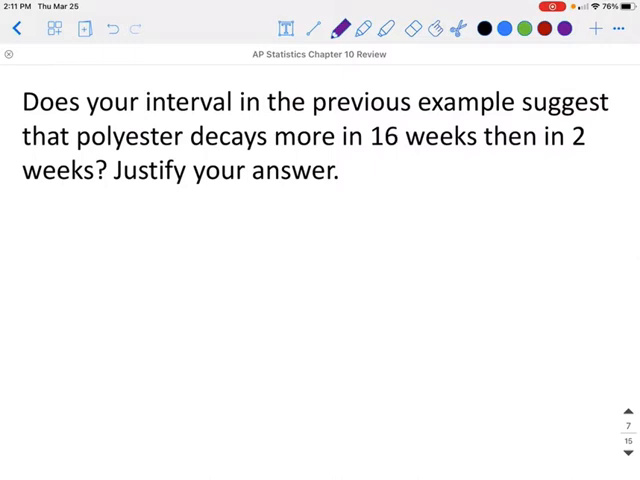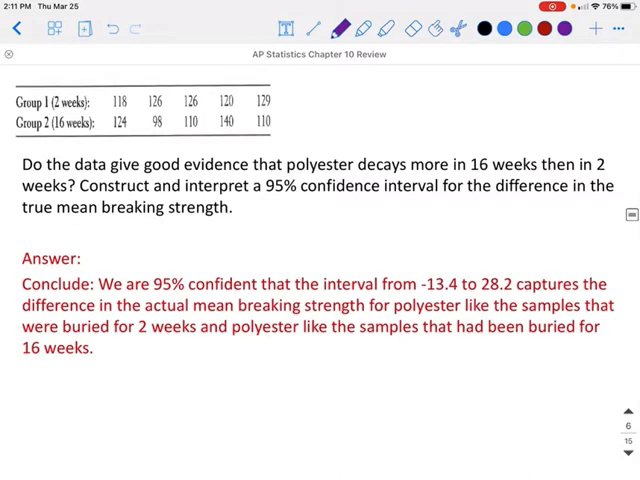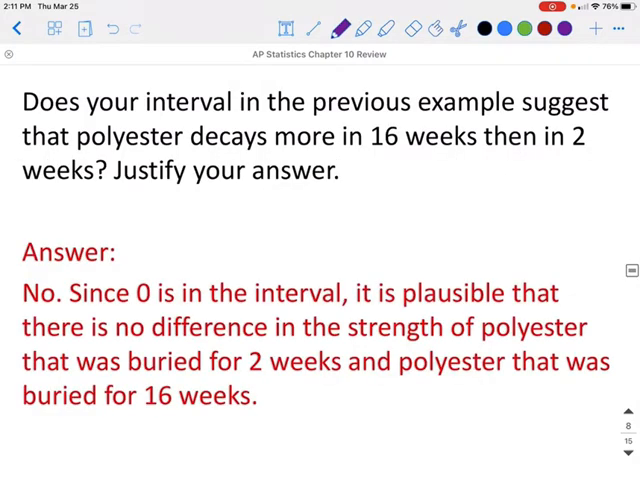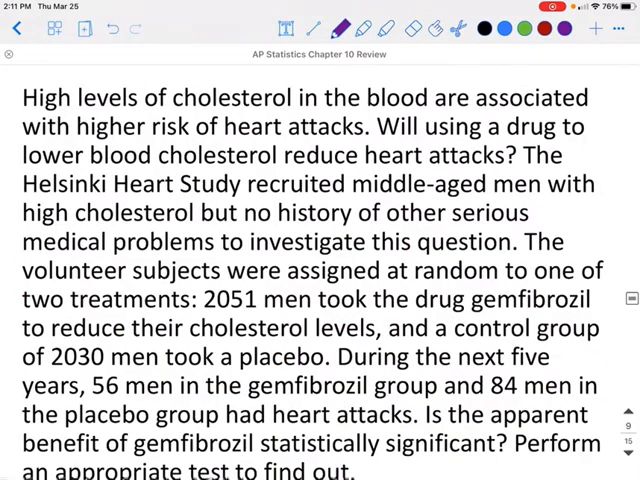Does your interval in the previous example suggest that polyester decays more in 16 weeks than in 2 weeks? Justify your answer. So let's come back and look at our interval. Our interval says it's going to be from negative 13.4 to 28.2. Now, if there was no difference, then that would have a value of 0. Since 0 does fall in this interval, it is a plausible value. So this does not show that there is a definite difference in strength when polyester has been buried for 2 weeks instead of 16 weeks.